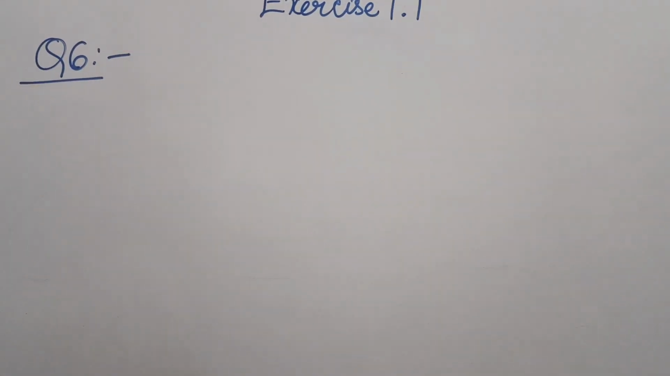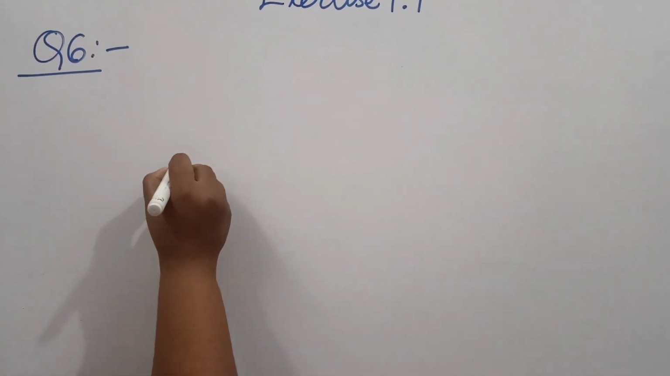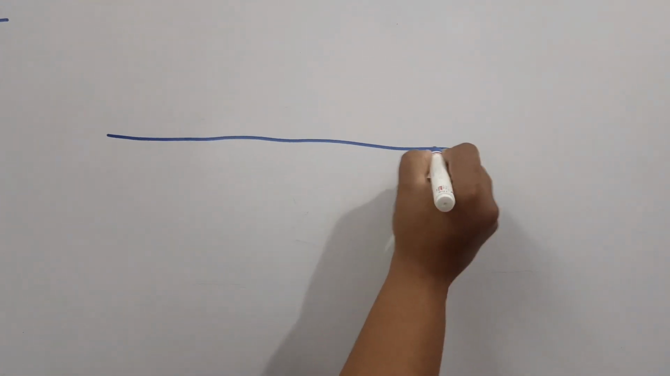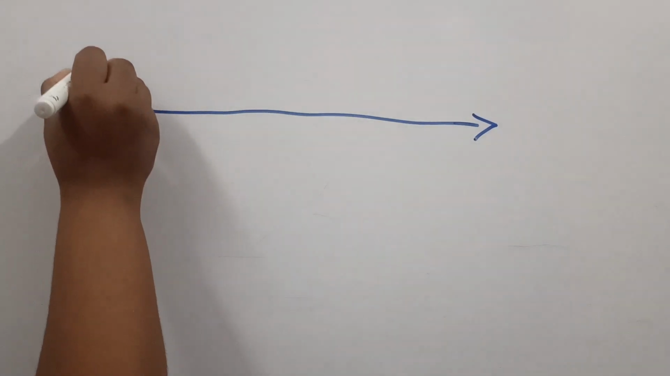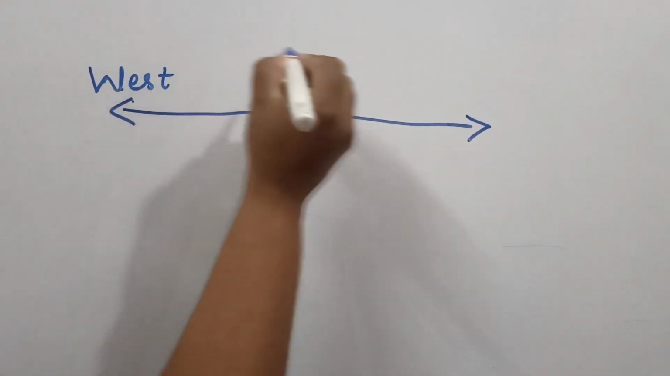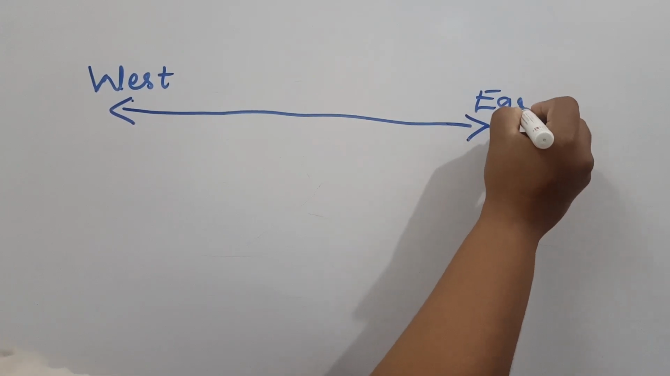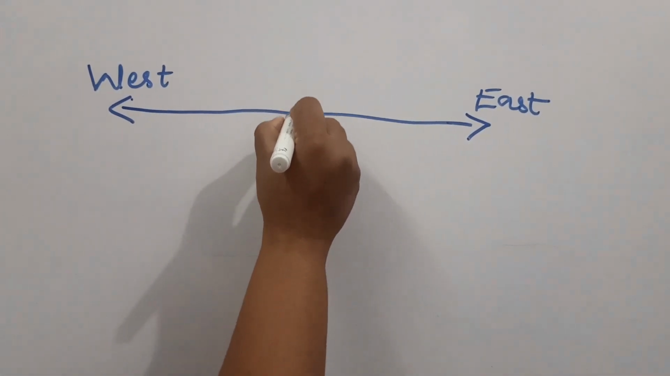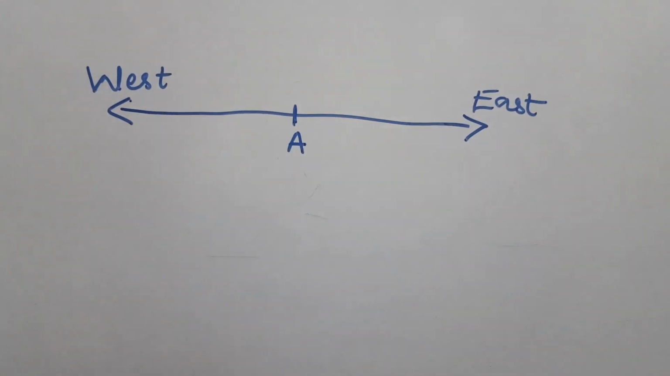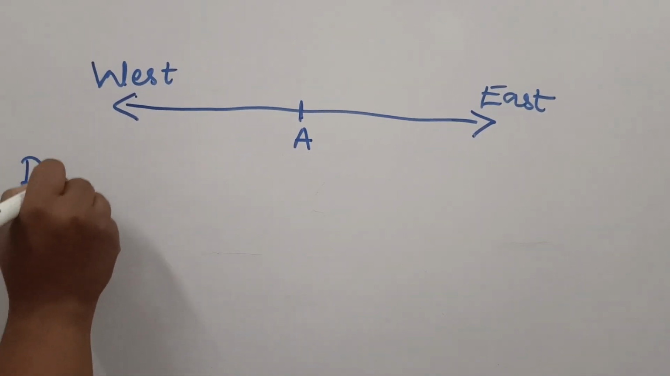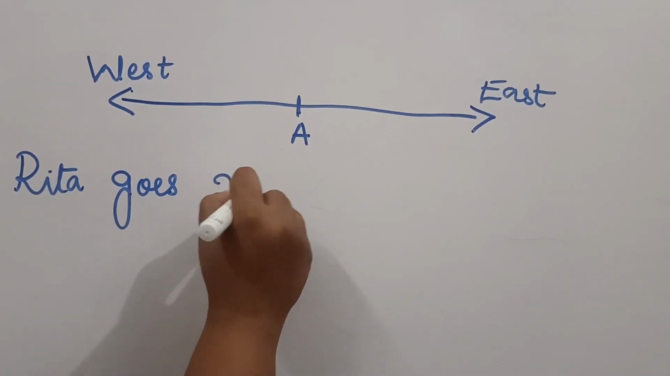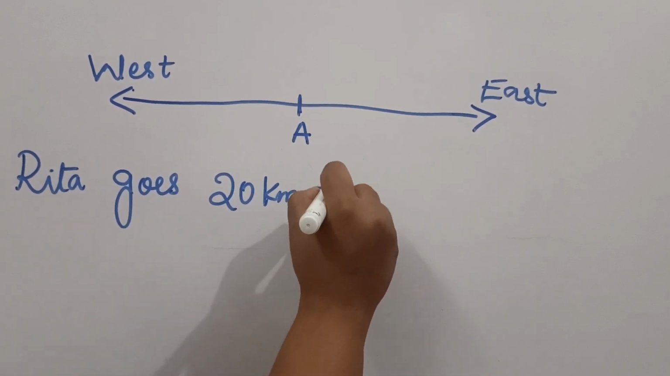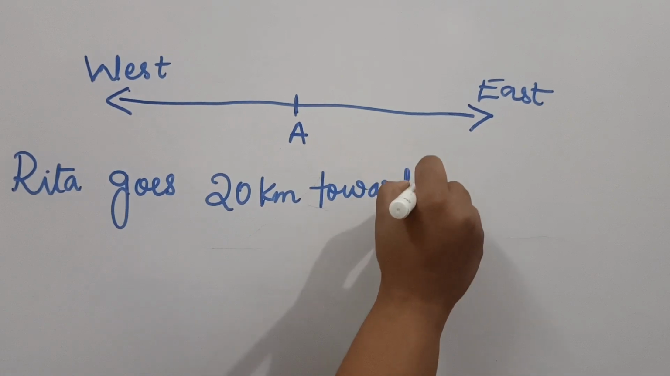Okay, question number 6. In this question, we have Rita moving some distance. Okay, so that's what is given in the diagram. This is west. This is east. Okay, and that's point A. What does the question say? Rita goes 20 kilometers towards east.